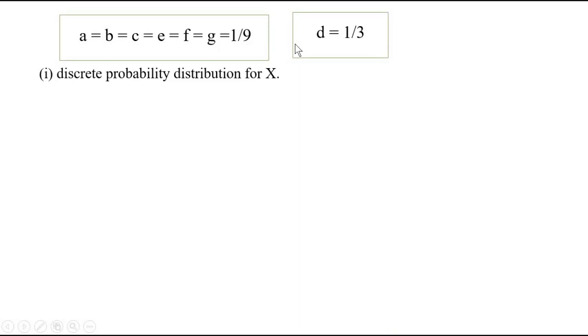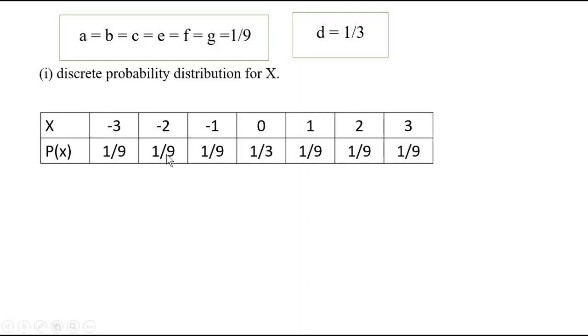Now you know that all the probabilities are the same except D. Therefore, if A is 1 by 9, B, C, E, F, G are all 1 by 9. Okay. Now let us write down the distribution. That means we are going to construct the table. So we have substituted all the values of A, B, C, D, E, F, G. Now let us find out the cumulative distribution function.